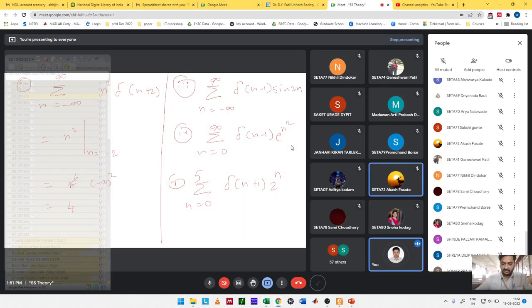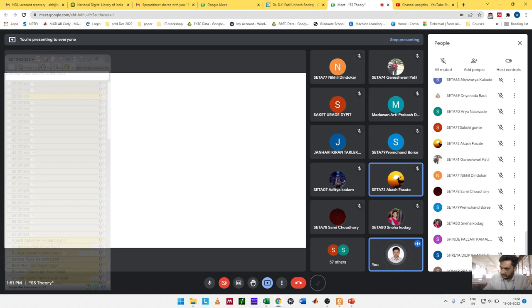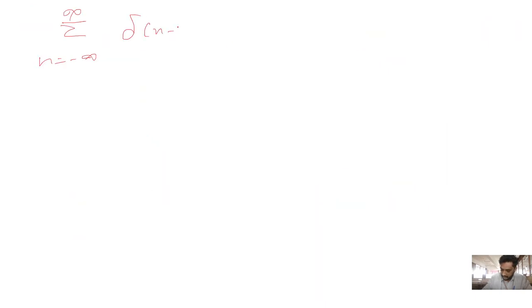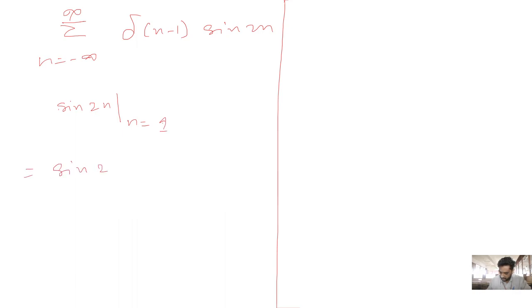Okay, so please help me to solve the first one. What is the answer for the first one? That is summation n goes from minus infinity to infinity, delta of n minus 1 times sine of 2n. Right? So tell me what will be the result? Sine of 2n at n equal to 1, and therefore this is going to be equal to sine of 2. Am I right? You don't have to solve this now. You can keep this as it is.